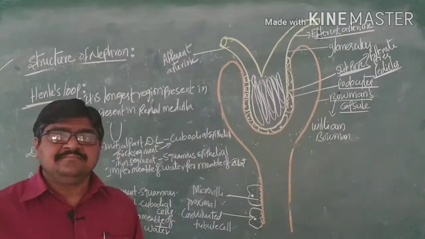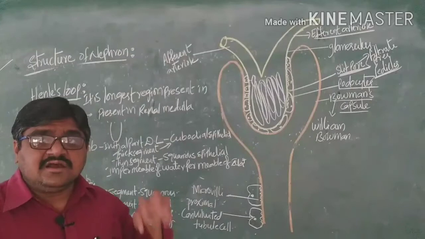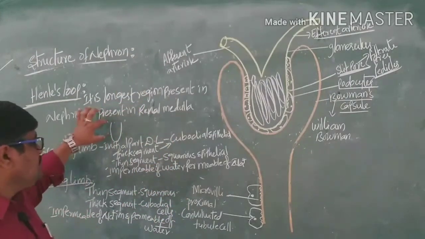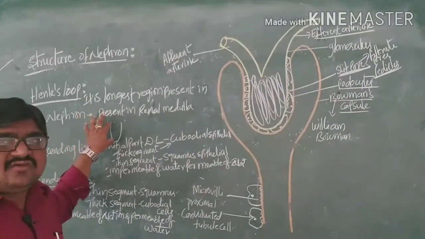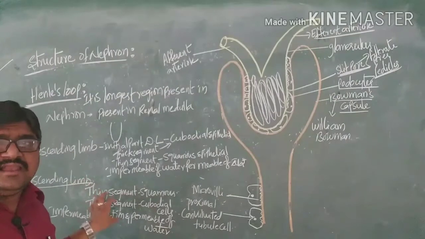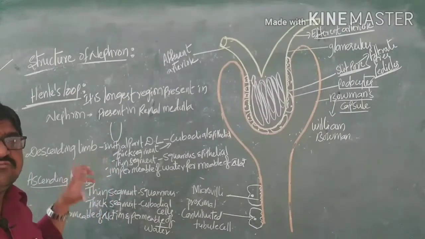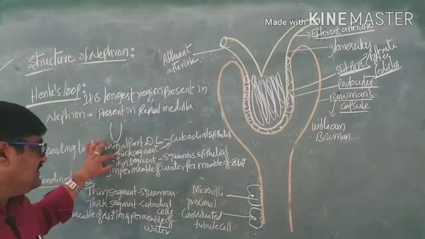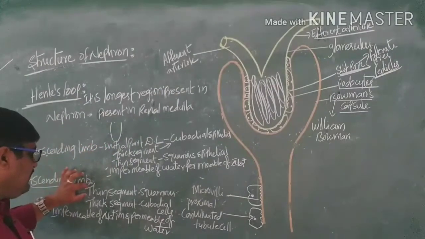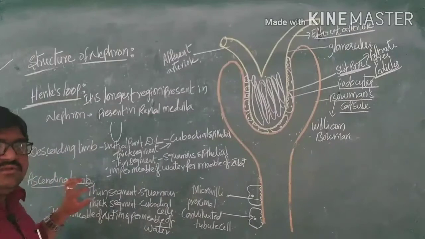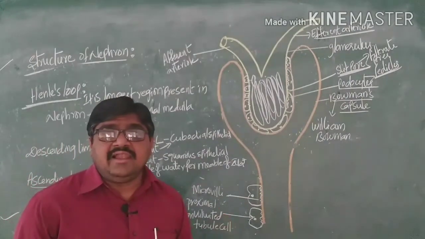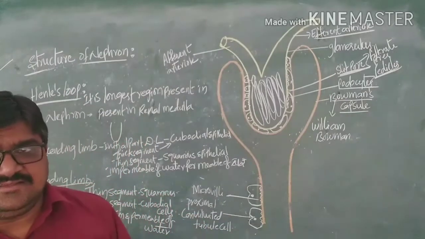This is the longest part of the nephron, a U-shaped structure consisting of a descending limb as well as an ascending limb, which are made up of two segments, thick and thin segments, made up of squamous as well as cuboidal epithelial cells.